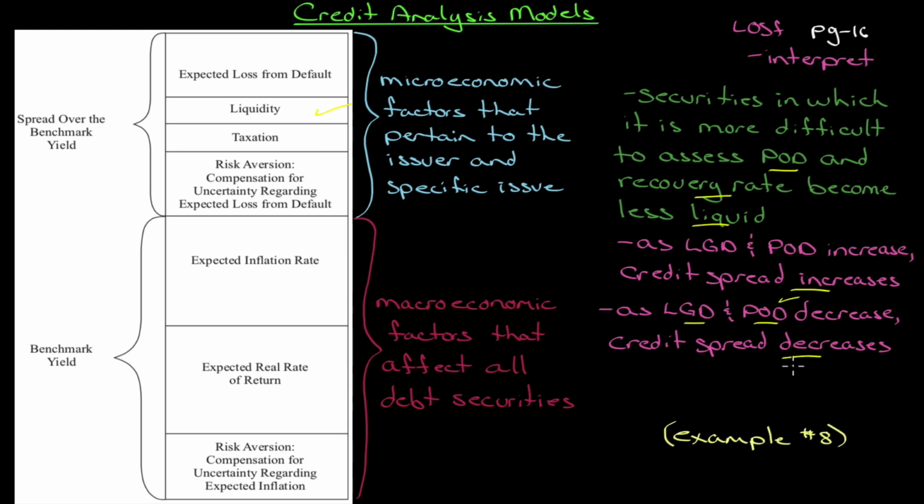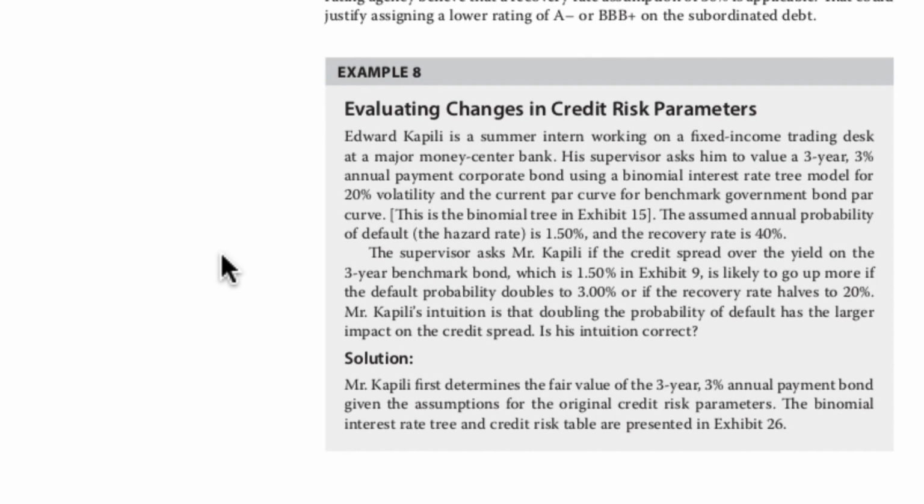Let's look at example 8. All right, here's example 8. It spans about 2 pages, but we don't have to read every word. We just have to hit the highlights. So let's read our setup here. Edward Capilli is a summer intern working on a fixed income trading desk at a major money center bank. His supervisor asks him to value a 3-year, 3% annual payment corporate bond using a binomial interest rate tree model for 20% volatility and the current par curve for benchmark government bonds. I don't know why it ends with government bond par curve again. Just bad grammar there. This is the binomial tree in Exhibit 15.